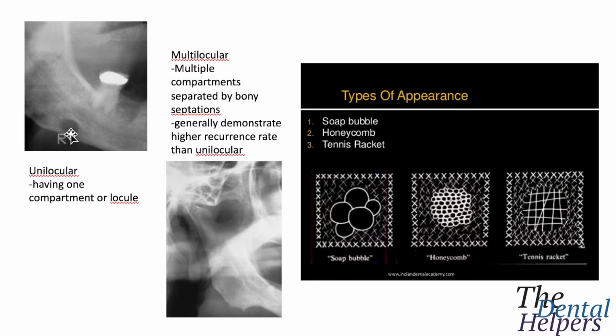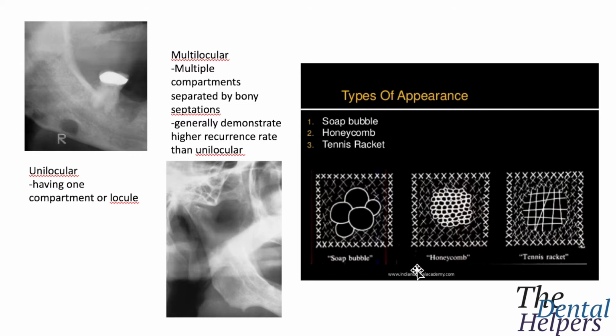So right here we have this unilocular lesion, and uni means one, locule, so it's a single compartment or locule. We could have a multilocular on the other hand, where if we look at this, this is going to be a lot. And so multi meaning many locules, compartments, and that's pretty straightforward. So the types of multilocular, you can have your soap bubble, your honeycomb, and your tennis racket.